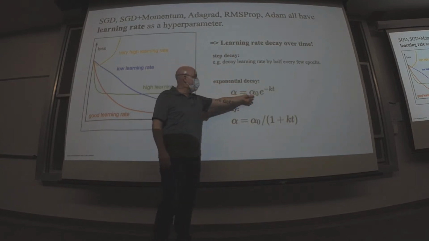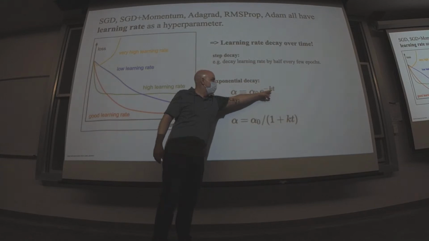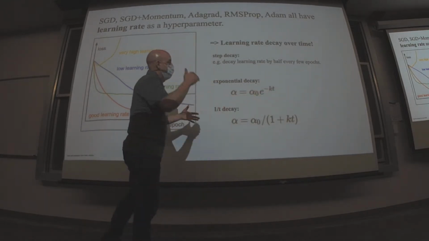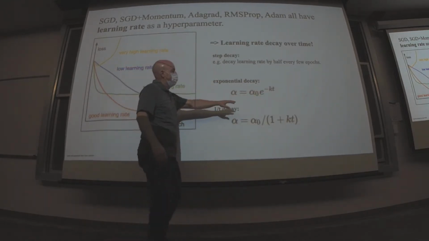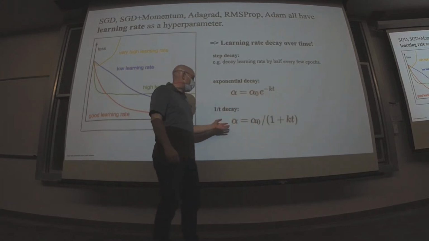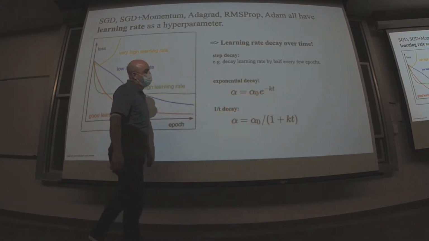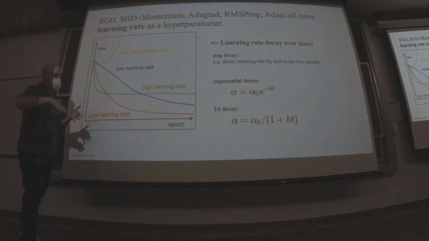Exponential decay, right? So you start with some initial learning rate, and it decays with some very small k over time. This is just going to keep reducing it. Same thing here, the k determines the rate at which you reduce the learning rate. But the t there is every mini batch, right? Every time you're taking a step.